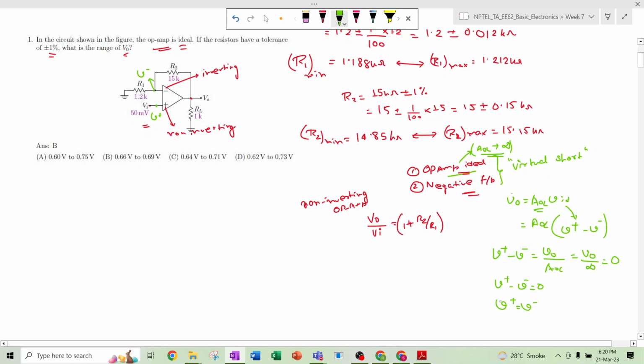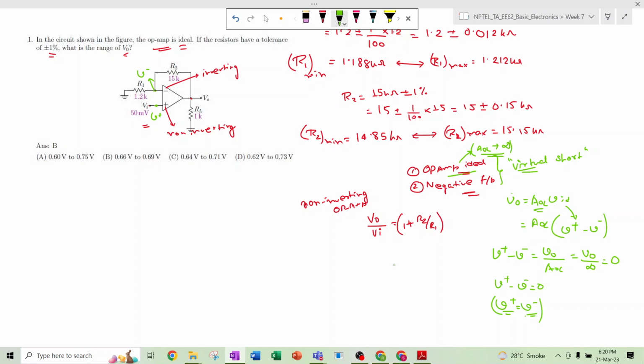So whatever voltage we apply in the non-inverting terminal, that voltage will appear in the inverting terminal as well, right? These two are almost equal, so that means it is short. Basically it is not actually short, that's why it is called a virtual short. So this is the virtual short. That means whatever V plus voltage we are applying, that same voltage will appear at V minus.